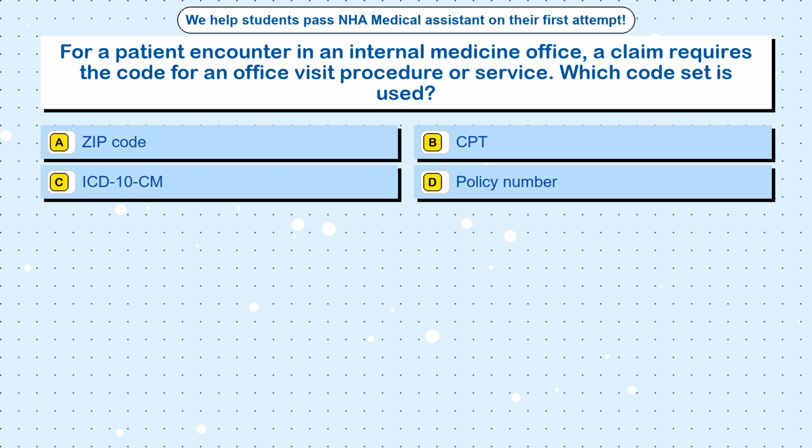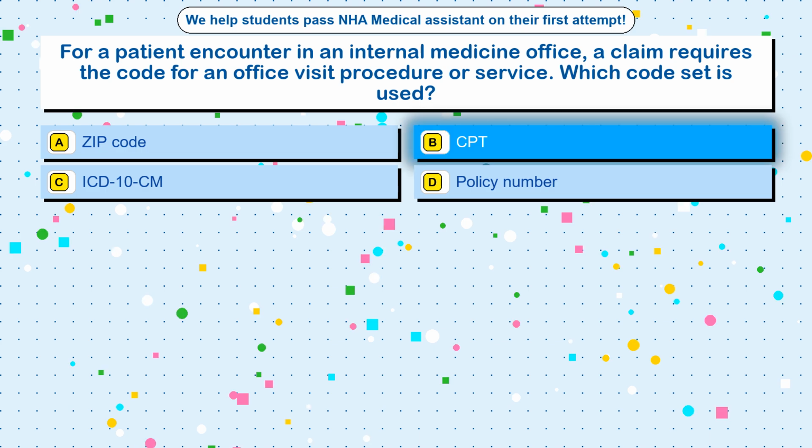Question 100. For a patient encounter in an internal medicine office, a claim requires the code for an office visit procedure or service. Which code set is used? Option A, zip code. Option B, CPT. Option C, ICD-10-CM. Option D, policy number.